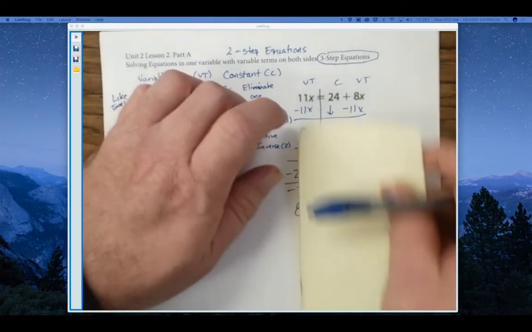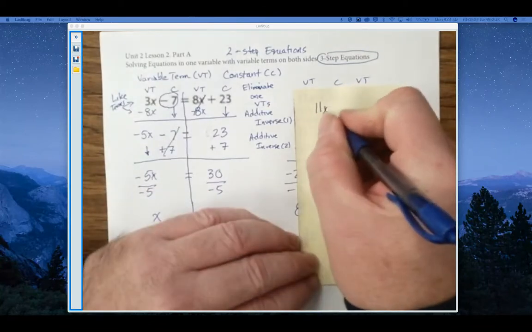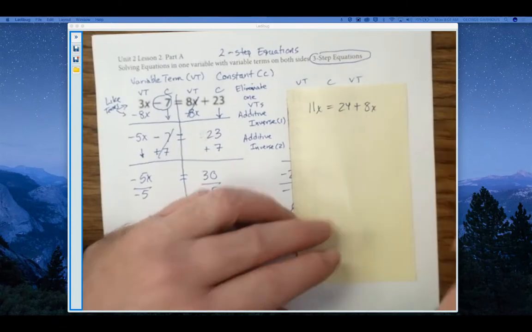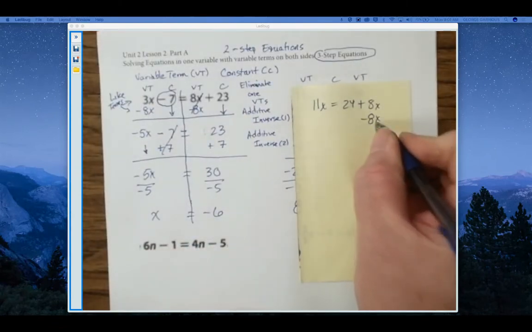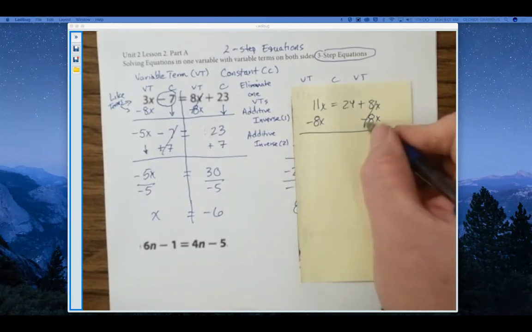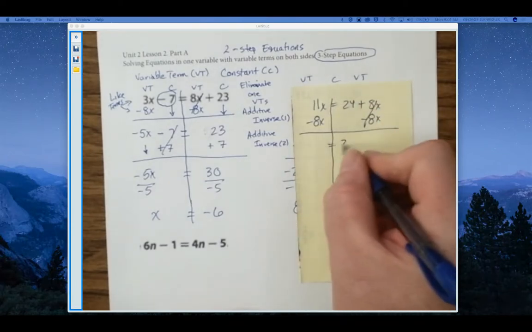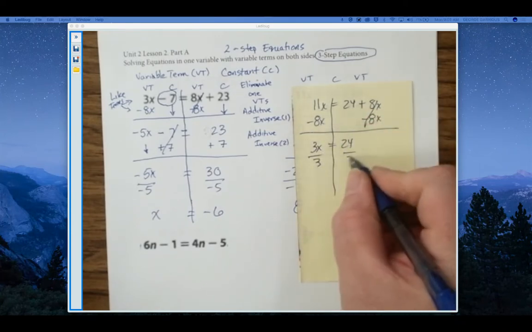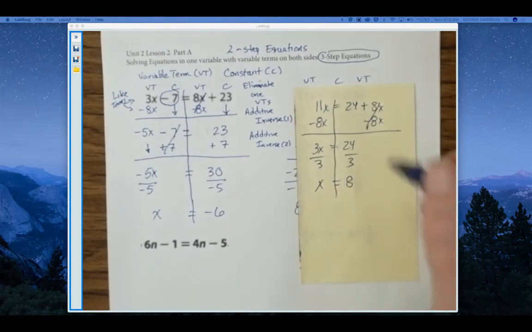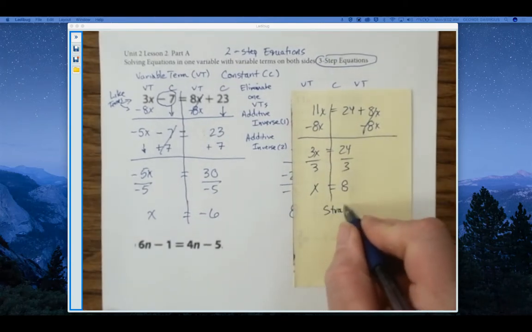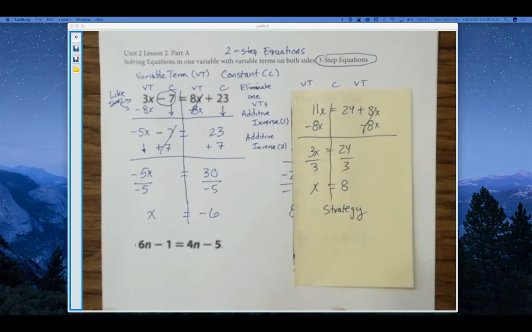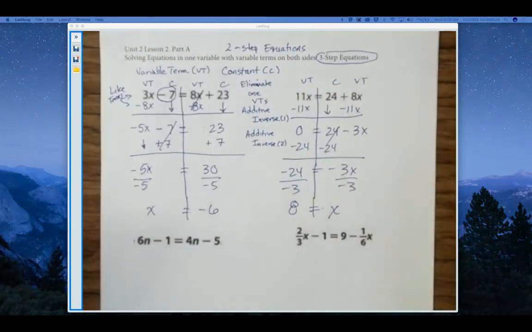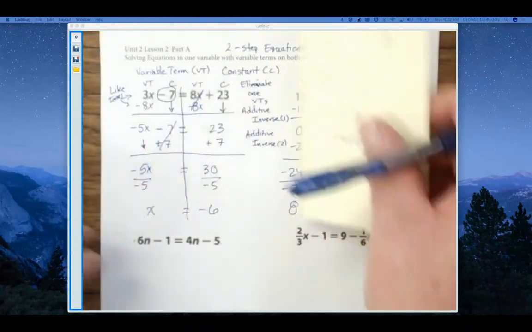11x equals 24 plus 8x. It would have been a lot smarter just to subtract the 8x here. And you can see now I have 24, and on the left I have 3x, and now I'm just dividing by 3, and x equals 8. So strategy is important on this. You have to look at your variable terms and decide which is the most strategic to answer. You can see how much more work this was compared to this problem.